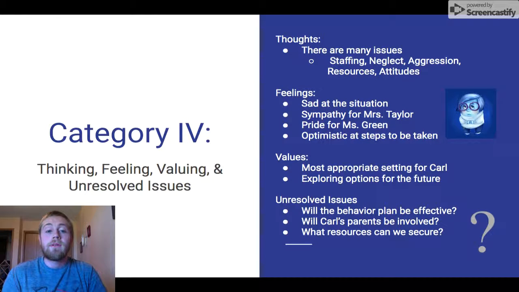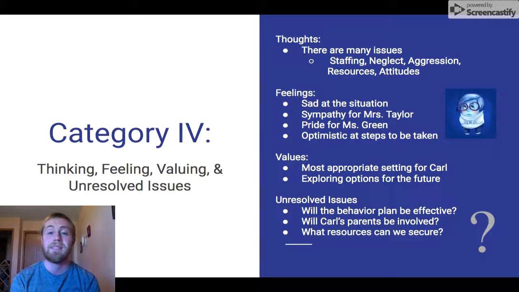So category 4, some of the thoughts that I had was that there was just a lot of problems with this case, this poor school and this poor family and this poor teacher. The school is understaffed. The parents are almost neglectful towards Carl and so focused on their messy divorce that he's not getting the attention he needs. There's aggression and a real threat to the teacher and to students, which is very problematic. The resources that they're lacking and the attitudes of the teachers that are there and veteran are kind of stale and not really student-centered.